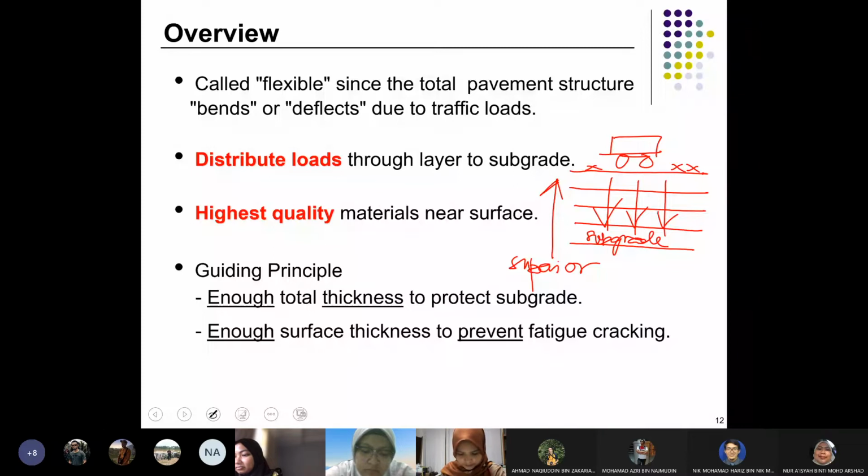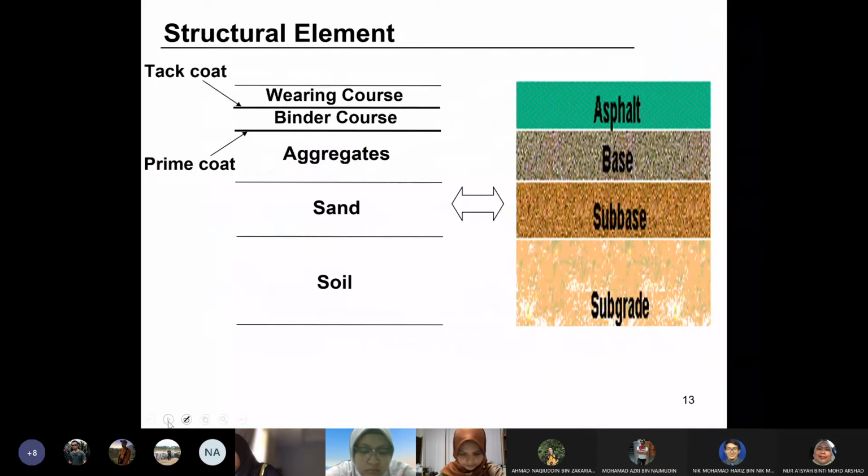Alright. Okay, how to design? You must have enough total thickness to protect the subgrade. So layer-layer yang dekat atas ni, layer A, layer B, layer C ni, subbase, road base, surfacing layer, dia kena mencukupi to protect the subgrade. Okay, and also to prevent fatigue cracking. So these are the layers, right? Okay, look at this. This is a very top layer lah, where it consists of our asphalt pavement. Yang ni kita bercakap tentang flexible pavement ya. Okay, so tengok layer dekat bawah.